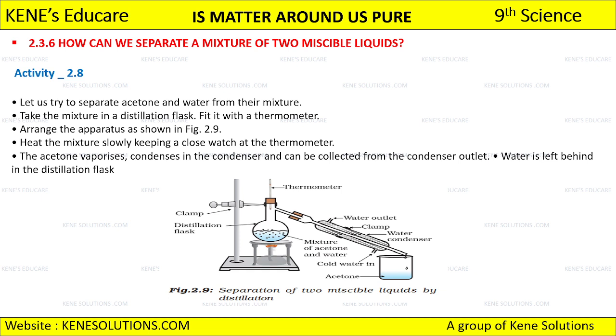And while you observe it, you will see that the acetone will vaporize, condense in the condenser, and can be collected from the condenser outlet. Because in that round bottom flask we have a mixture of acetone and water. So when it passes through the condenser, what will happen? The acetone will get vaporized and we can collect it from the condenser outlet. So whatever is coming out of the condenser is the acetone, and water is left behind in the distillation flask itself. It's so easy, right?